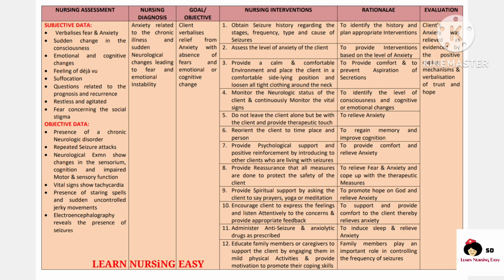And we have to administer anti-seizure and anxiolytic drugs, so this will induce sleep and relieve anxiety. And educate the family members to support the patient and engage them in physical activity so that the client will develop coping skills. In evaluation, you have to see whether the anxiety was relieved.